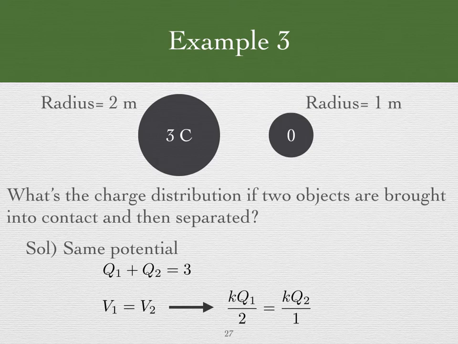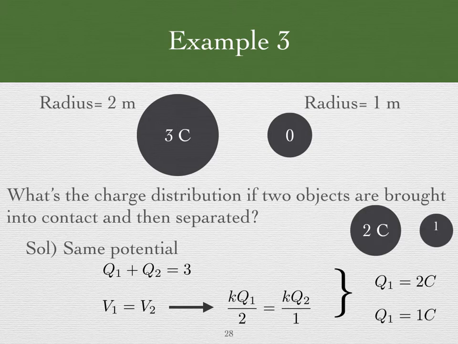And because of that, the potential for the big one will be kq1 over 2. For the small one will be kq2 over 1. And they should be the same. Now let's look at these two equations. I have two equations with two variables, q1 and q2. Then I can solve this system of equations. Then eventually I'll get q1 to be 2 coulomb and q2 to be 1 coulomb.